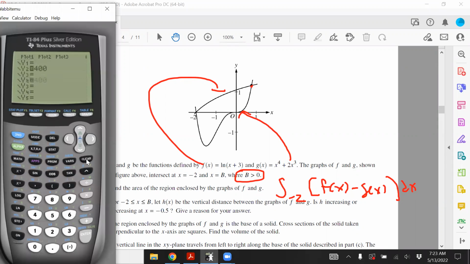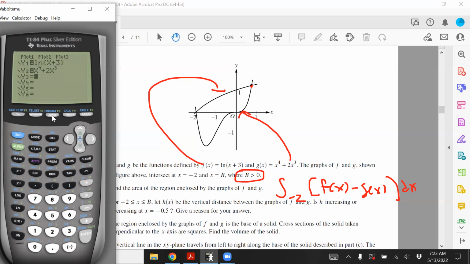So we're going to clear what we have from the previous problem, and just get this stored right away, because we're going to have to reuse these many times throughout the problem. Natural log of x plus 3, and of course, x to the 4 plus 2x cubed. Okay, there we go, got them stored.